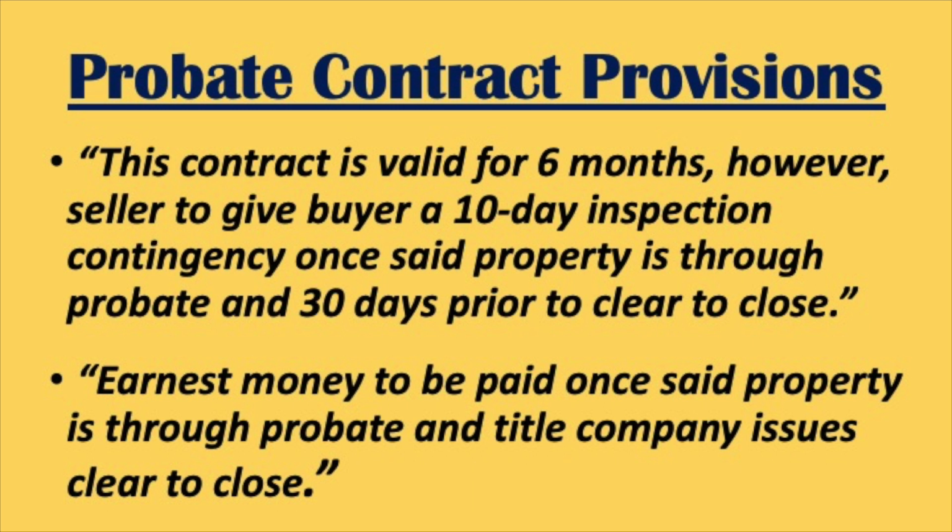Likewise, I don't want my earnest money sitting in escrow for 6 months either. So another provision to add to the contract is, furthermore, earnest money to be paid once said property is through probate and title company issues clear to close. In other words, once title is able to schedule a closing, then pay the earnest money. If your goal is to wholesale the deal, once you have an executed contract, either find a cash buyer already, but make sure he or she understands and agrees to the timeline, or wait until the deal is through probate and then find your cash buyer during your 10-day inspection window. And of course, make sure your contract is assignable. Other than that, treat it like any other deal.